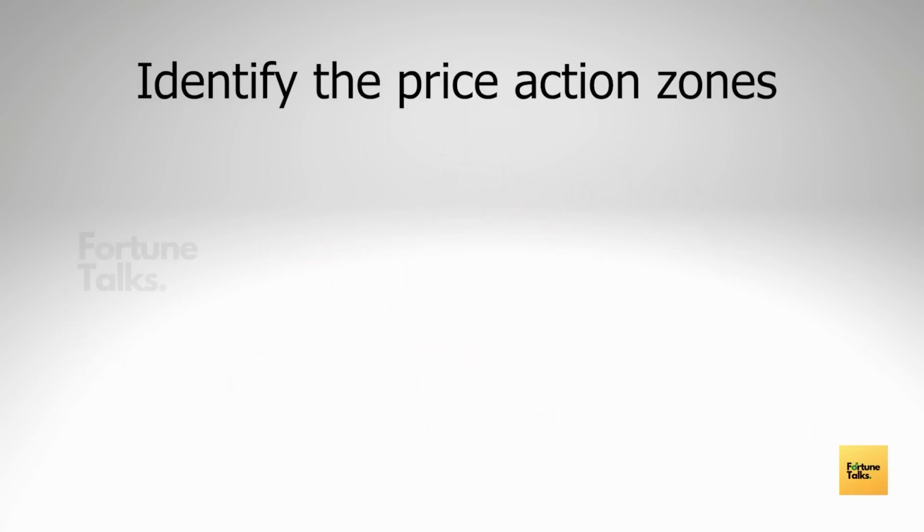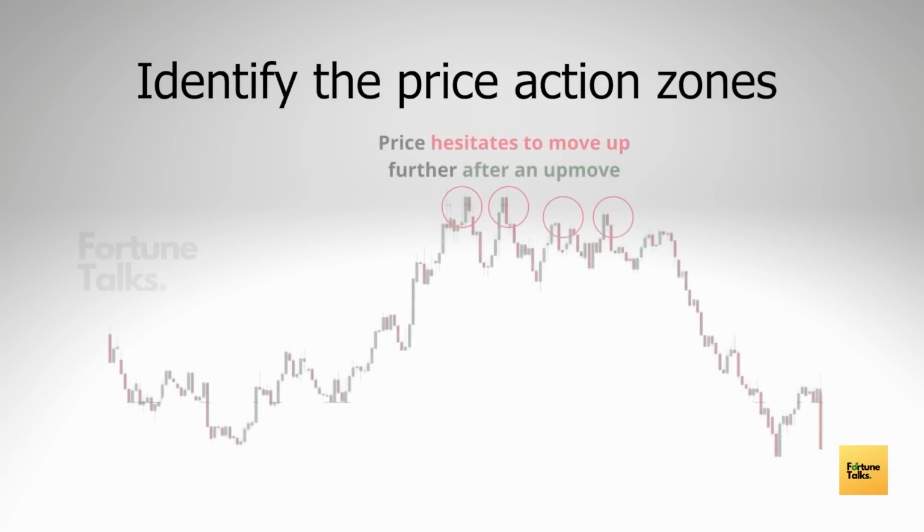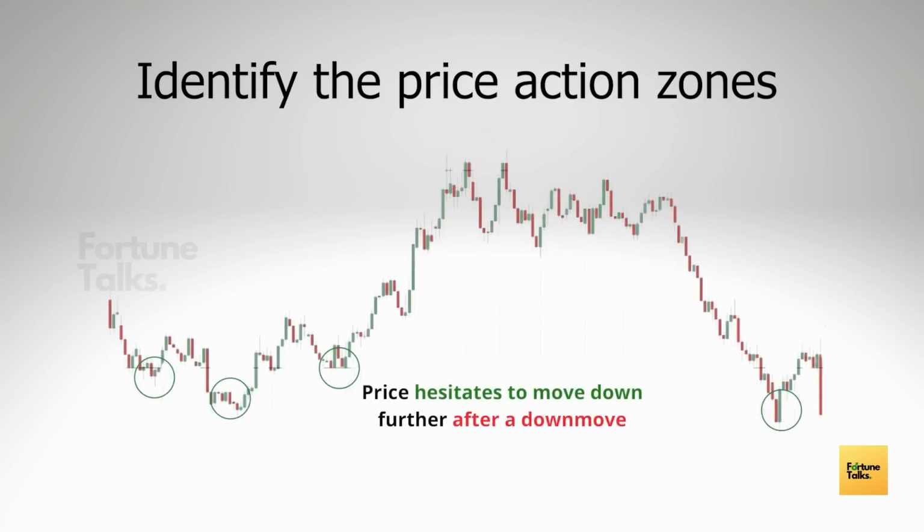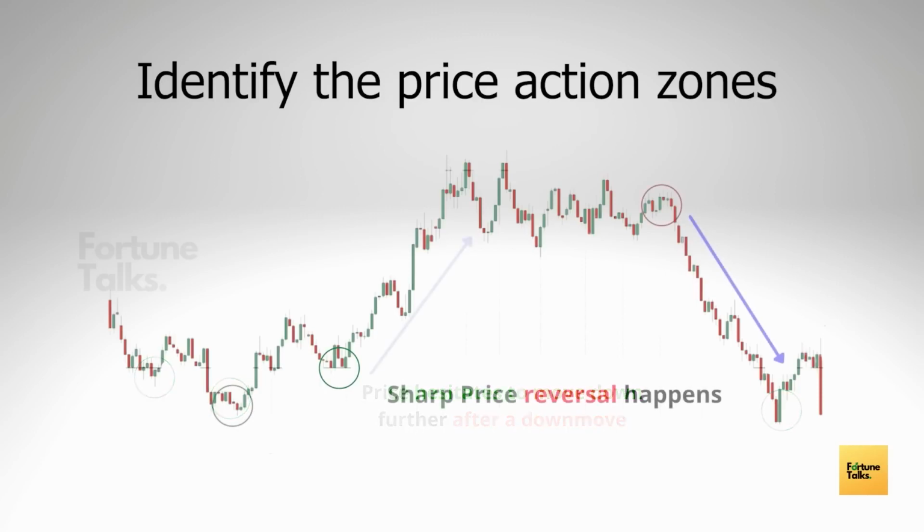Just to give you better clarity, you can identify a critical level when the price has displayed at least one of the following behaviors. That is, number 1, the price hesitates to move up further after a brief up move. Number 2, the price hesitates to move down further after a brief down move. And finally, number 3, sharp reversals occur at a particular price point. These are some of the ways you can figure out the price action zones.